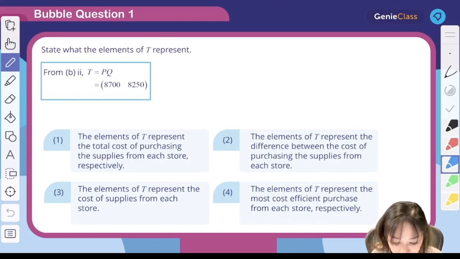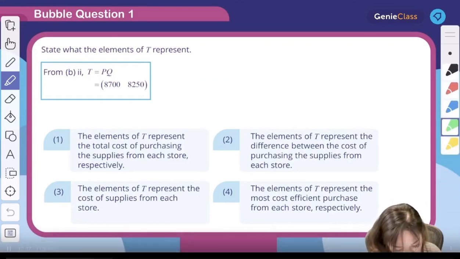So what do the elements of matrix T represent? Option 1 says elements of T represent the total cost of purchasing the supplies from each store respectively. Option 2 says elements of T represent the difference between the cost of purchasing the supplies from each store. Option 3 is the elements of T represent the cost of supplies, and 4 is elements of T represent the most cost-efficient purchase from each store respectively. So which one do you think?